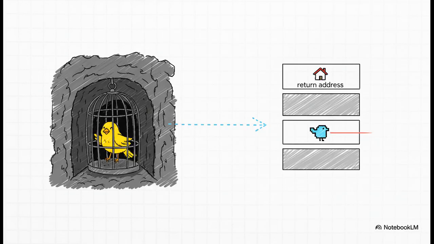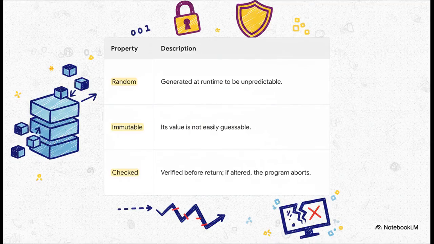The name is actually pretty cool. It comes from the old practice of using canaries in coal mines to detect toxic gas. In software, a canary is just a small, random value that gets placed on the stack right next to that critical return address. It acts as a perfect digital tripwire. And here's why it works so well. The canary's value is totally random and unpredictable.